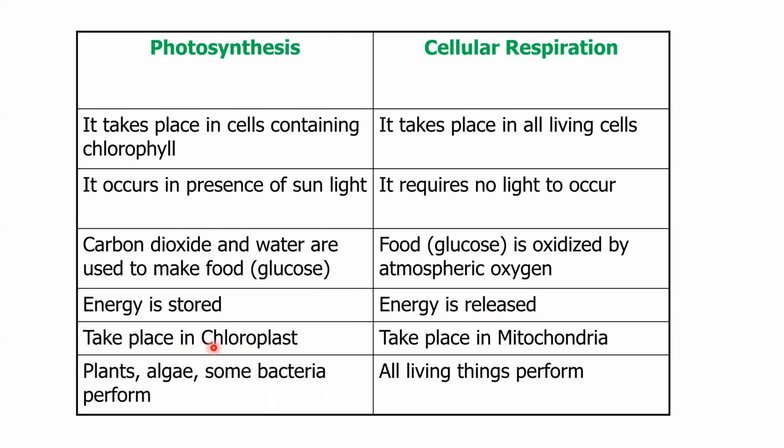Photosynthesis takes place in chloroplast, cellular respiration in mitochondria. Plants, algae, and some bacteria perform photosynthesis, and all living things perform cellular respiration or fermentation. Some cannot go through the whole cellular respiration, so they only use part of it. And this part is glycolysis, the one that we're covering in this video lecture.